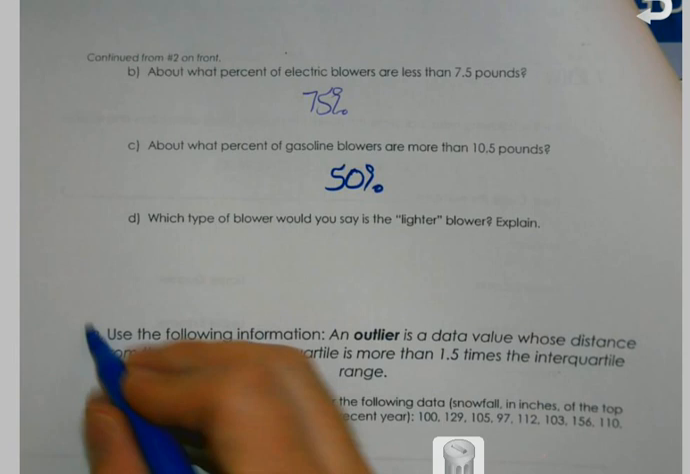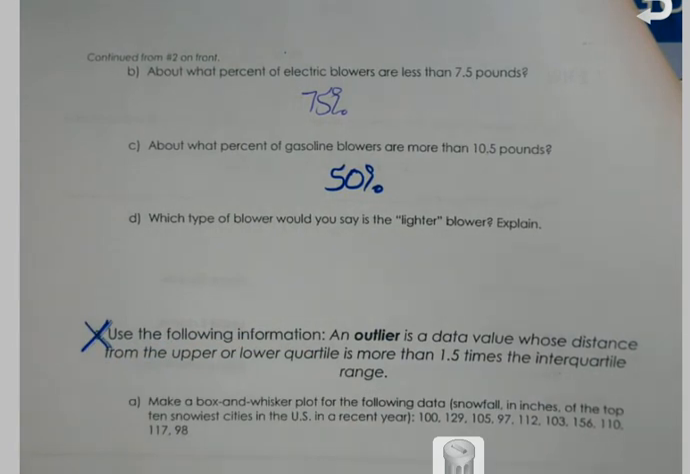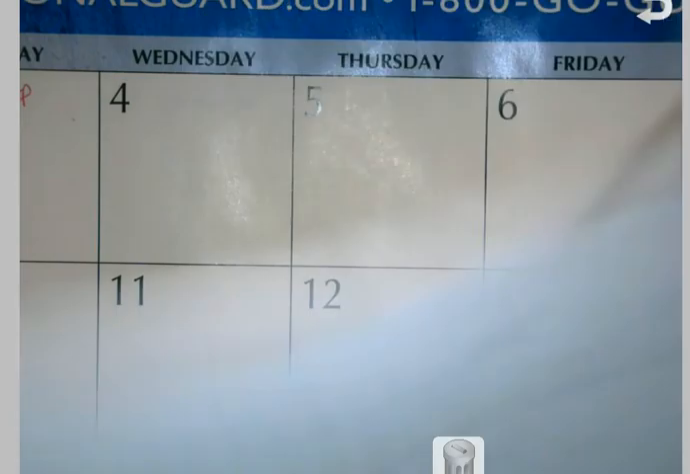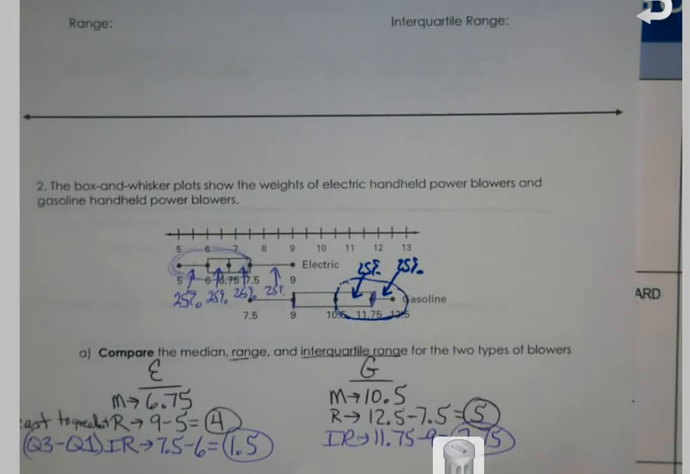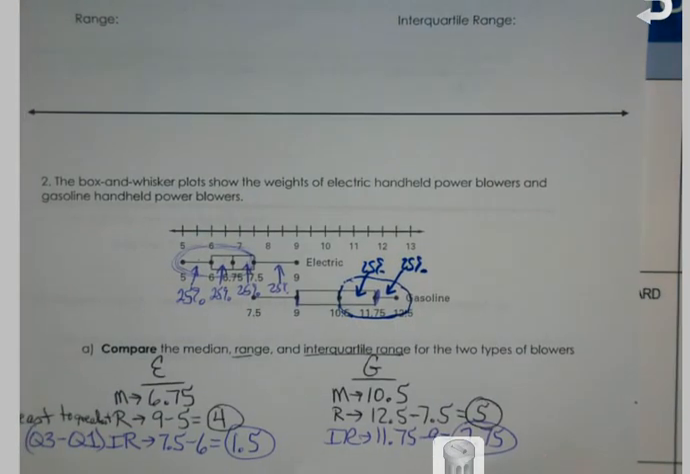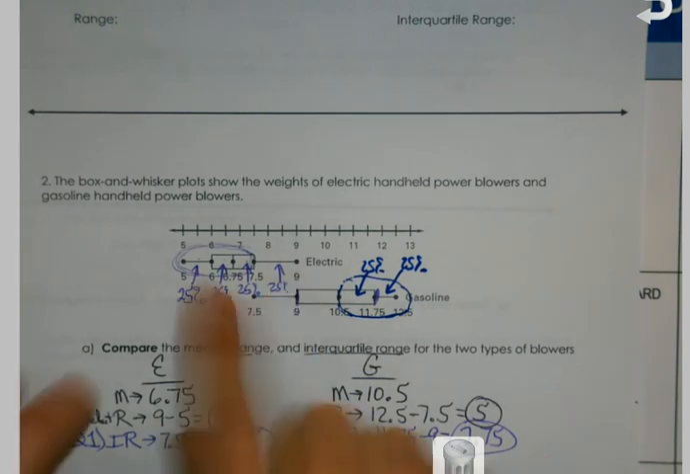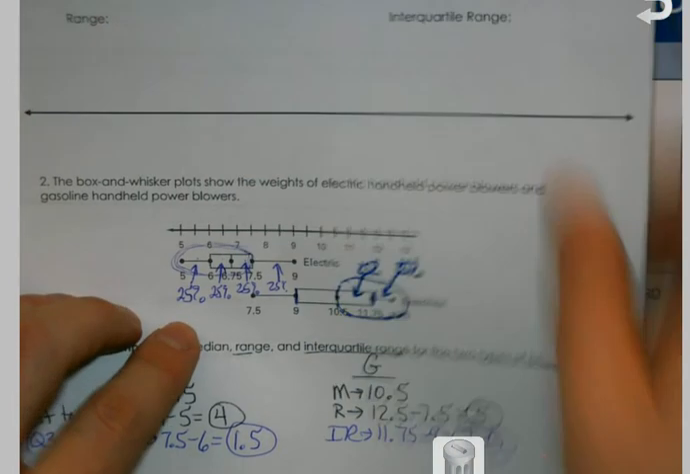And then the last question they have there is, which type of blower is the lighter blower? Well, we're going to have to take a peek. One more flip over. Which type of blower weighs the least? If all those numbers are there in weight, I'm assuming in pounds. Yeah, the electric ones. It looks like they're just about all lighter than that. And I can get that straight from my graph.